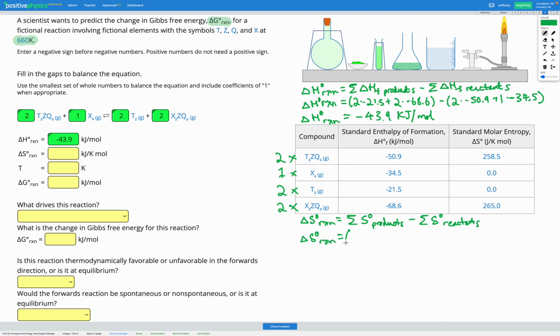So for our products, we had 2 sets of T2. The standard molar entropy for T2 is just 0. So 2 times 0, plus we had 2 sets of X2ZQ3, which has a standard molar entropy of 265.0. Then we're subtracting for our reactants. We've got 2 sets of T2ZQ3, which has a standard molar entropy of 258.5, plus we have 1 set of X4, which has a standard molar entropy of 0.